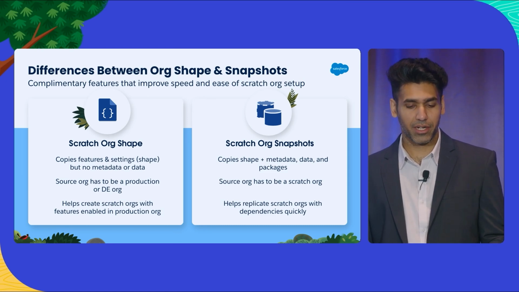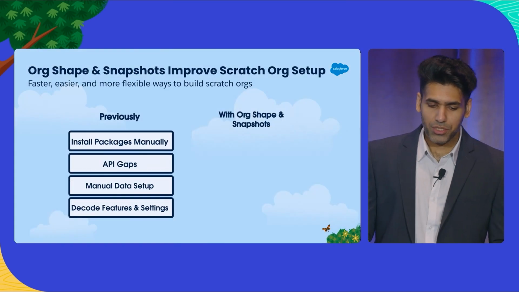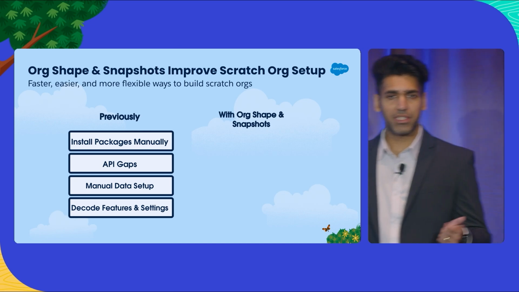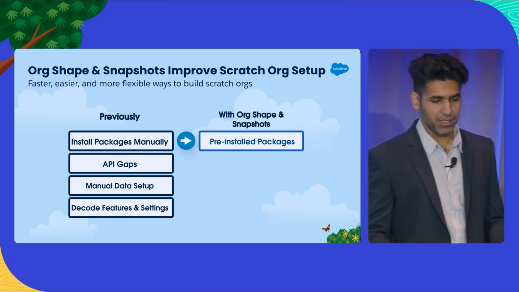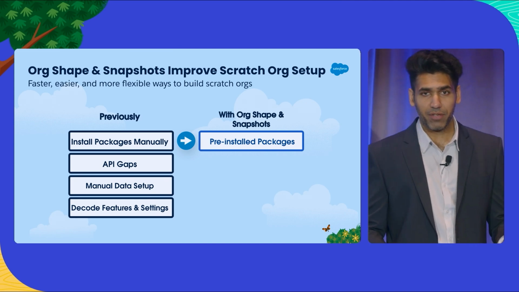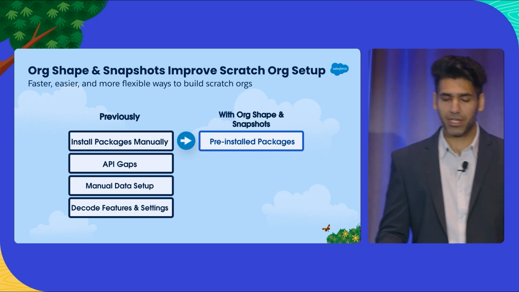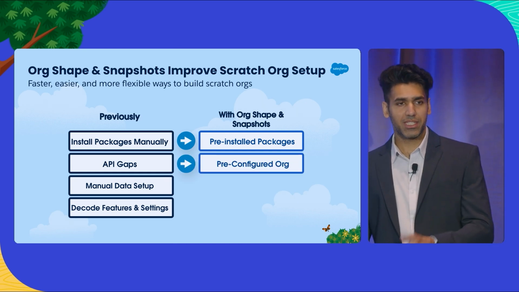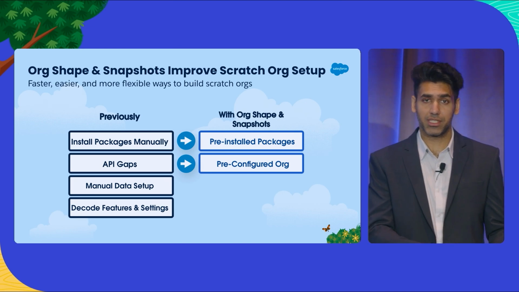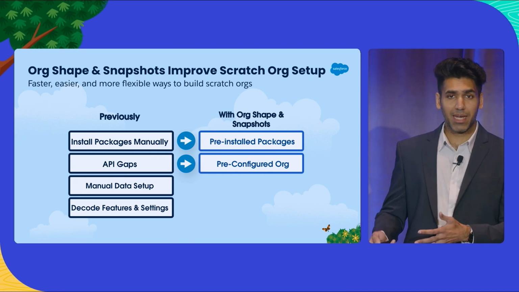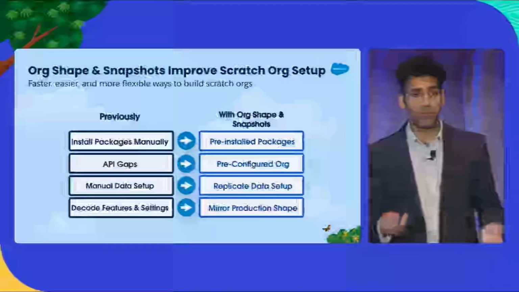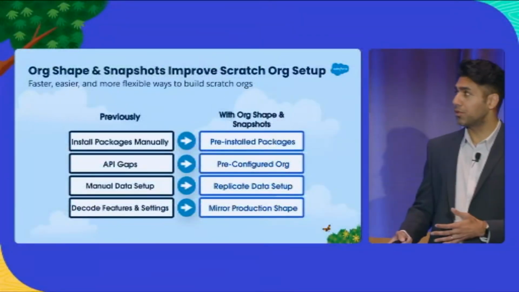All right, so just to summarize the pain points and the solutions, previously you had to install packages manually. With snapshots, now you can create Scratch orgs with pre-installed packages. You had to deal with API gaps previously. You still have those API gaps. You still have to configure those features manually. But now with snapshots, you can create pre-configured orgs with those features enabled. You may still have to deal with manual data setup for that initial Scratch org, but with snapshots, you can replicate that data setup more seamlessly. And then finally, instead of decoding features and settings that were in your production org, you can just mirror production shape and make it easier to create Scratch orgs.